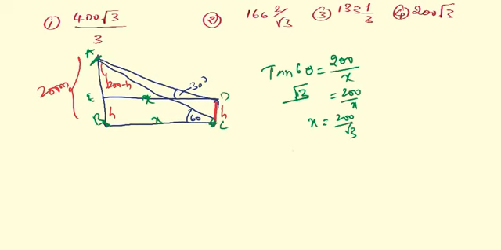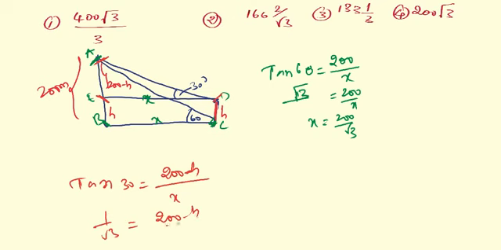Now I'll go for the second triangle. What is the second triangle? From here, here, and here I'll take the second triangle. So from here I'll take tan 30. Tan 30 is nothing but, what is the height, friends? Here to here the height is 200 minus h, and the adjacent side is x. So 1 by root 3 is equal to 200 minus h by x.